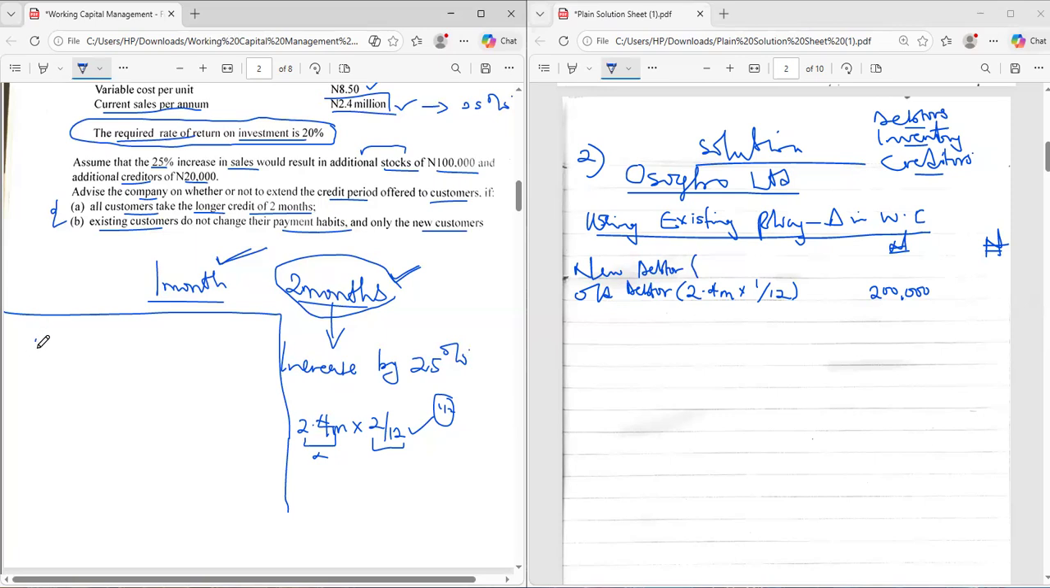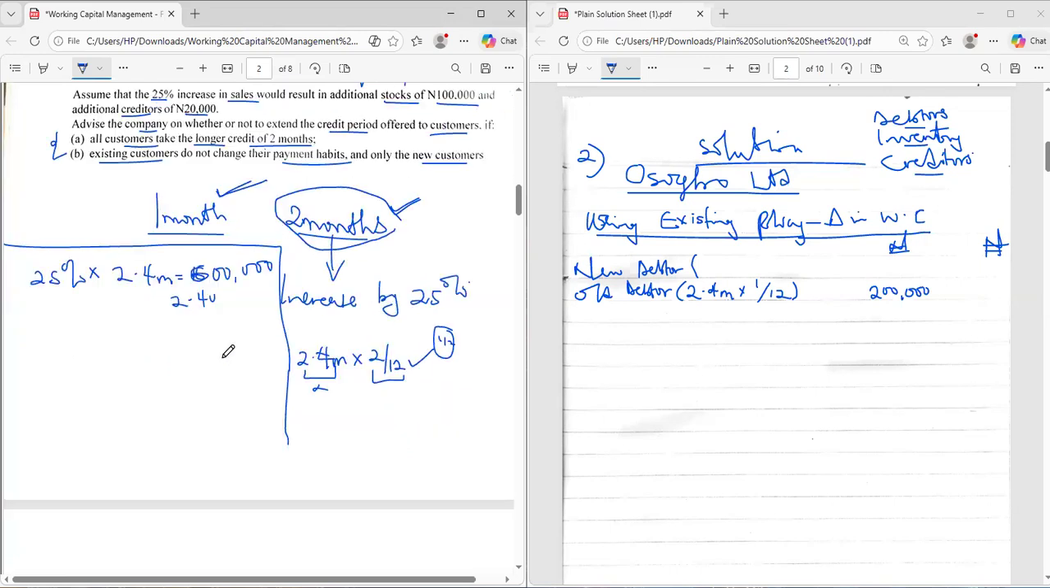So help me run 25% of how much? 2.4 million. That's 600,000. Okay, thank you. That is the increment. Add it to your 2.4 million. That's 3 million.